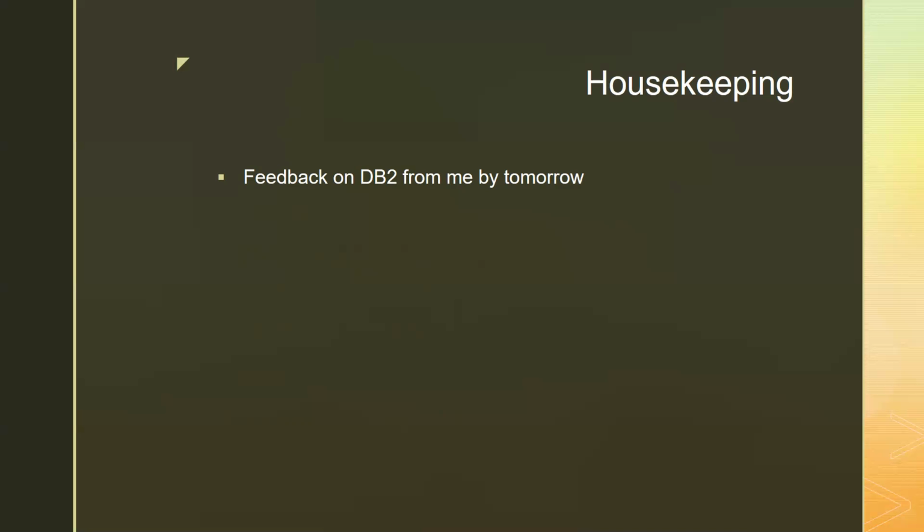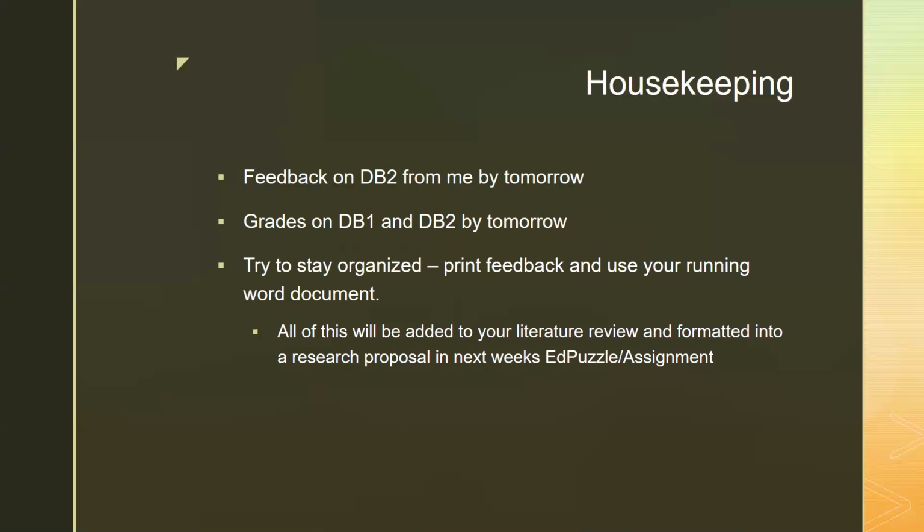But of course, look at the feedback and let me know if you have any questions, and also look at the feedback about how you're completing the discussion board itself to make sure that you're getting full credit for things like your responses to peers. You should also have grades on both of those by tomorrow.